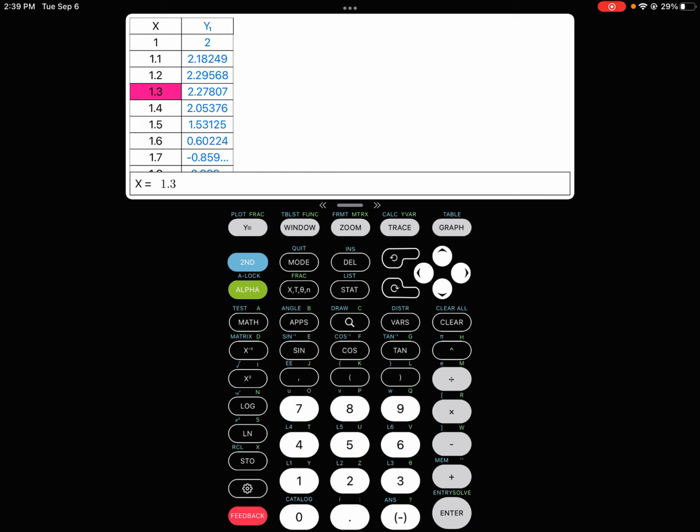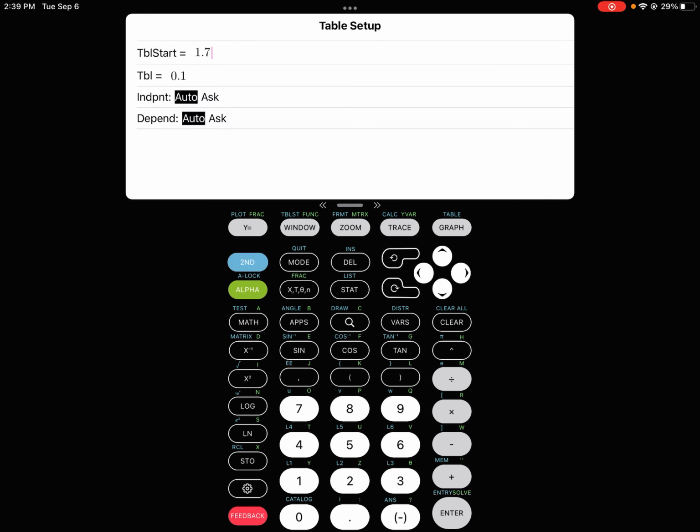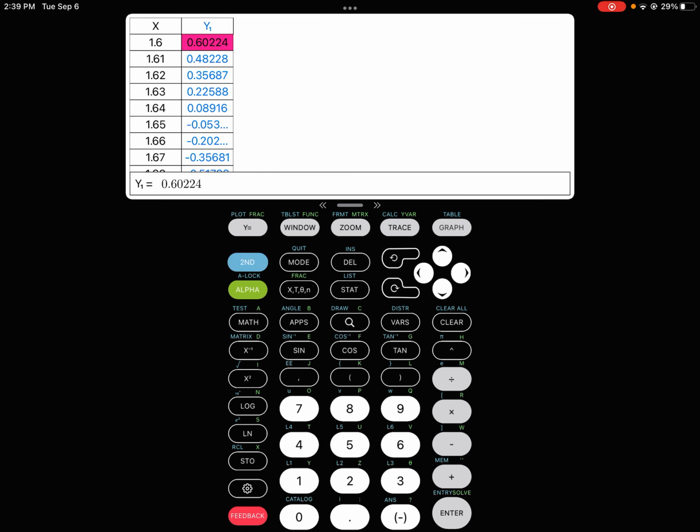So I'm going to do it in stages and then just push table, so second graph. And notice here again, I'm focused on my y value. Where does it switch from positive to negative? In between 1.6 and 1.7. So I'm going to go back to my table set, and this time I'm going to start at 1.6. So delete that, 1.6. And I'm going to count by what it required, the nearest hundredths, so that's 0.01.